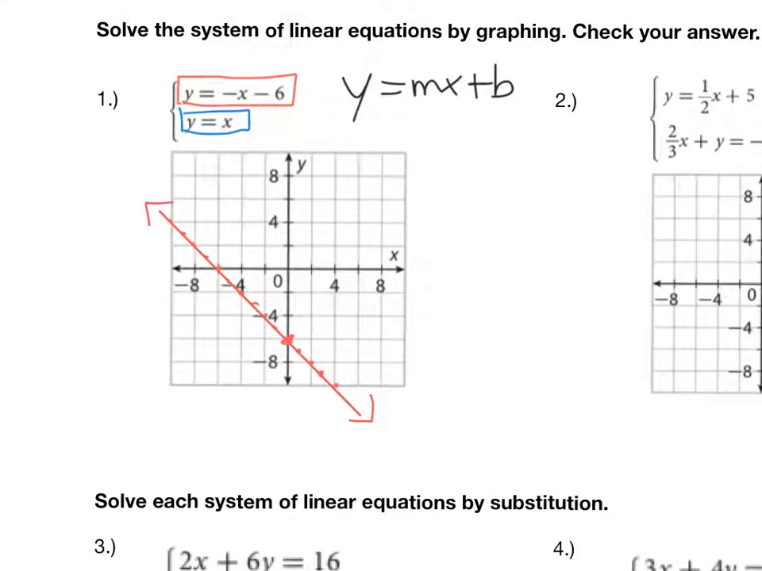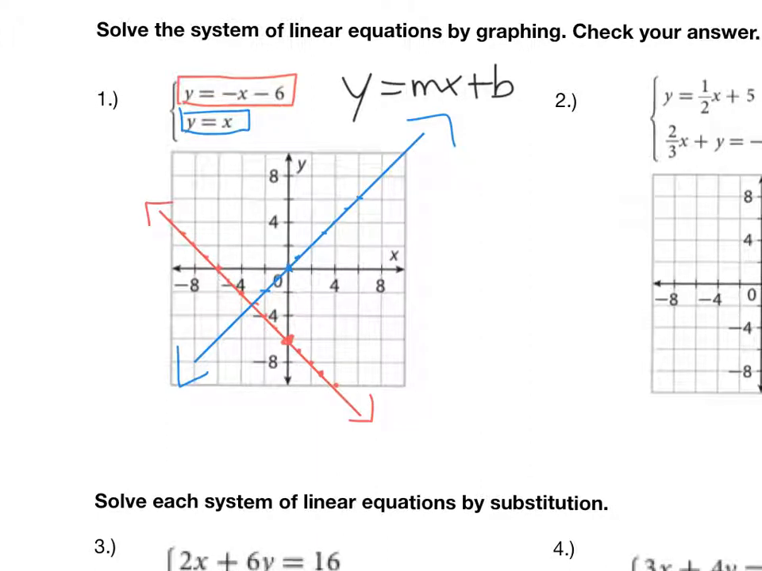Then your second equation, which I'm going to do in blue, the y-intercept would be 0, and your slope would be 1. So you rise 1, run 1, rise 1, run 1, and so on. In this case, because both of the slopes were 1, you could have actually risen up 2 spaces and run 2 spaces, because that would have been equivalent as well.